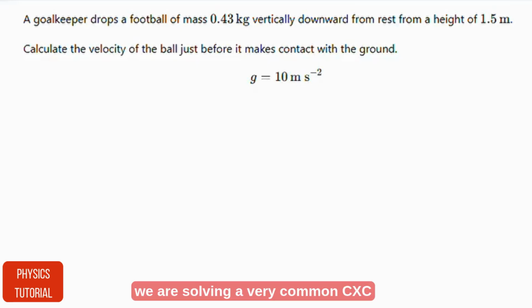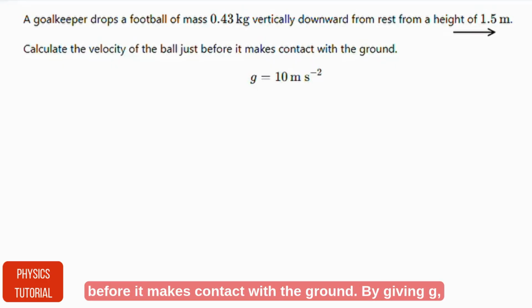We are solving a very common CXC physics question on motion in a straight line. This is specifically free fall. It says a goalkeeper drops a football of mass 0.43 kilogram vertically downward from rest from a height of 1.5 meters. That is your displacement. Calculate the velocity of the ball just before it makes contact with the ground. We're given g, which is gravity, as 10 meters per second squared.